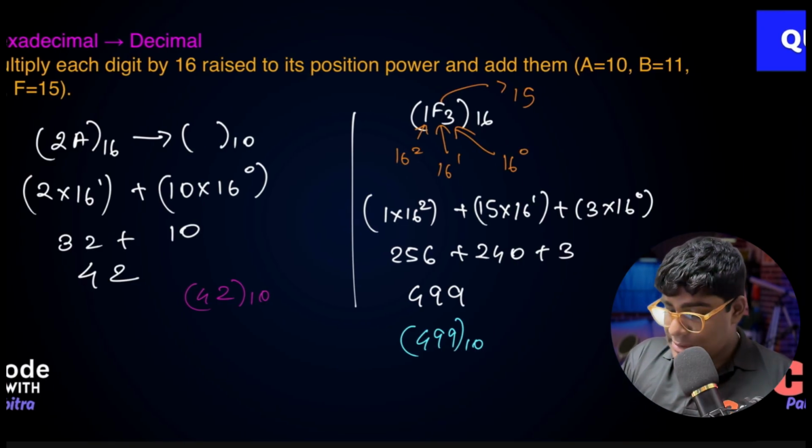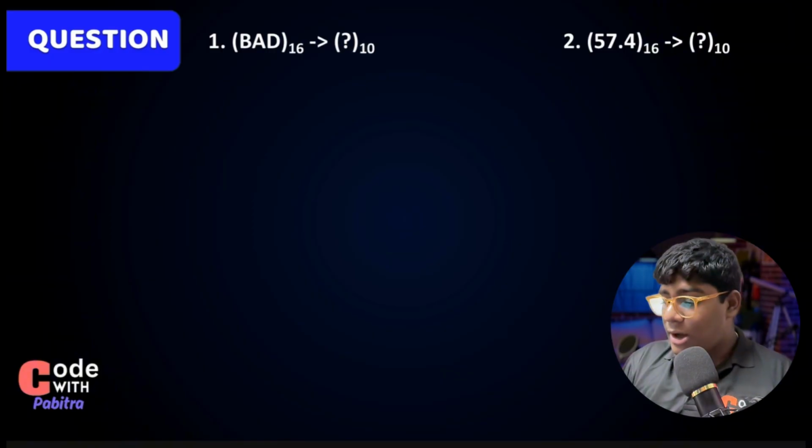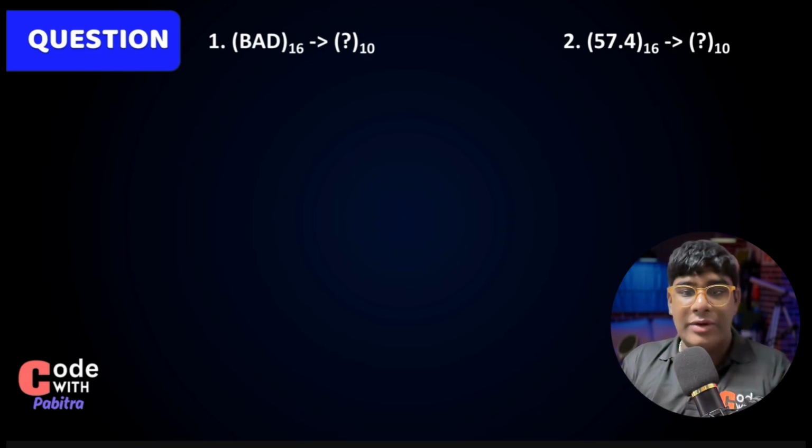Okay, now take one example question. We will be able to solve it better. So here we are given BAD, BAD in base 16 number system. That means it is a hexadecimal number, and now we have to convert it to a decimal number. Let's solve this. You can pause this video over here and try solving it by yourself.